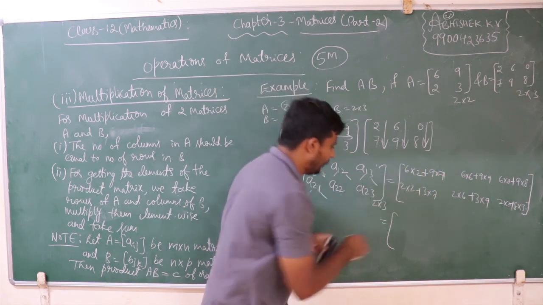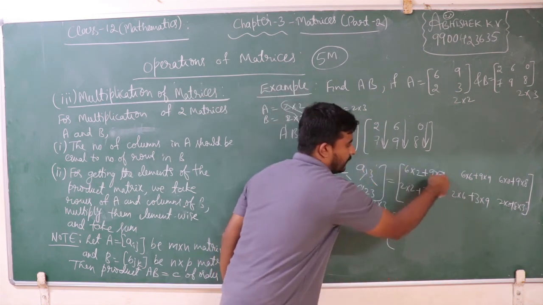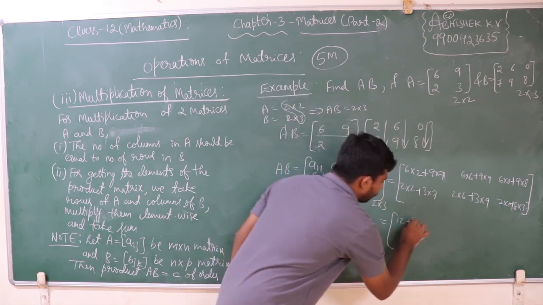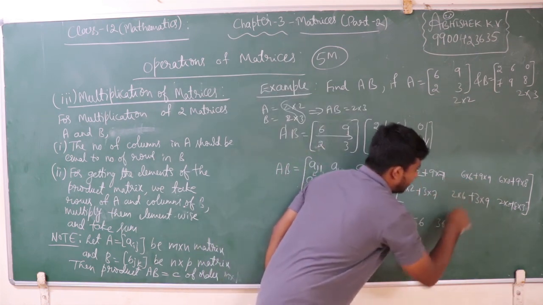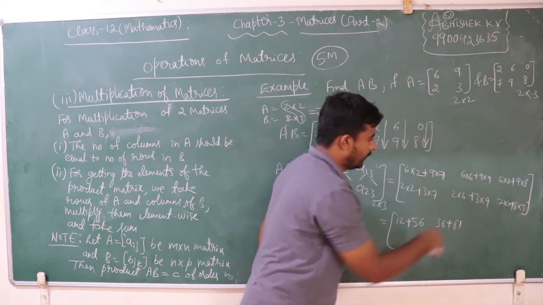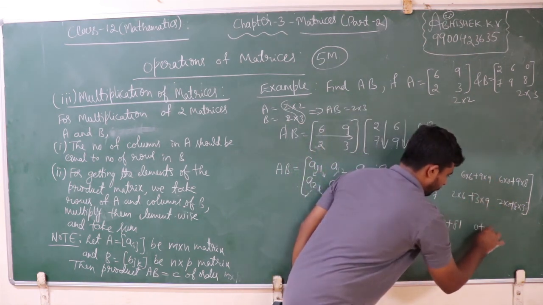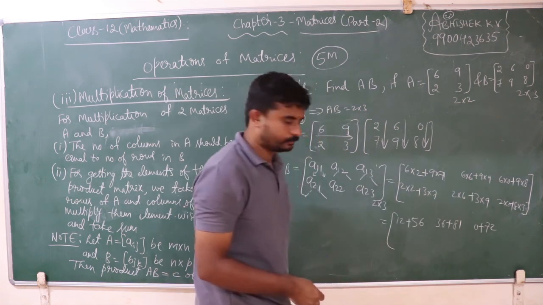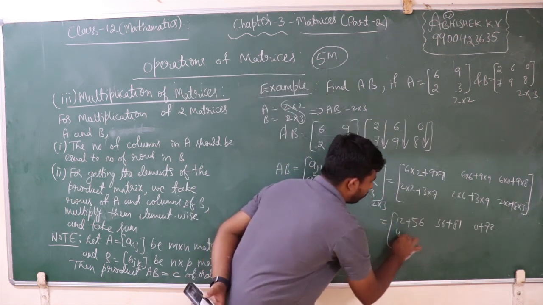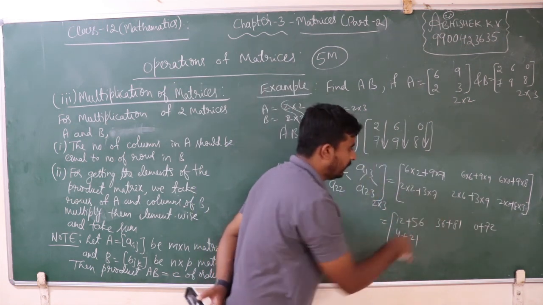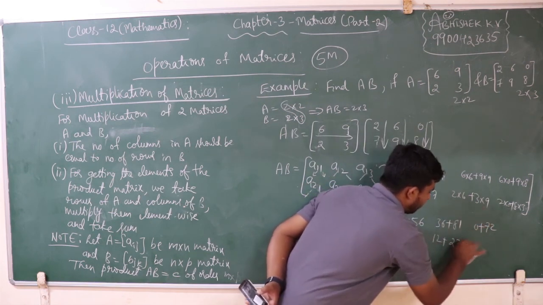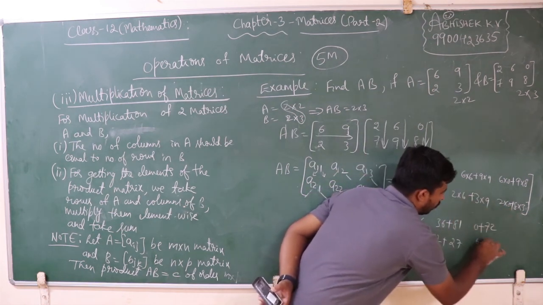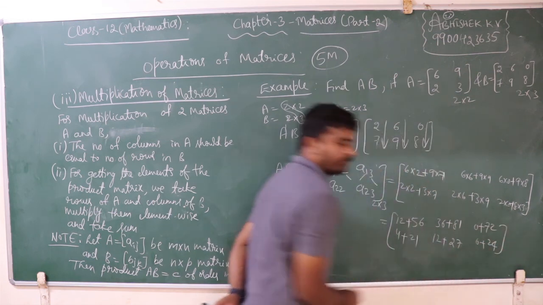6 2s are 12 plus 9 7s are 56. 6 6s are 36 plus 9 9s are 81. 6 zeros are 0 plus 9 8s are 72. 2 2s are 4 plus 3 7s are 21. 6 2s are 12 plus 9 3s are 27. 2 zeros are 0, 8 3s are 24.